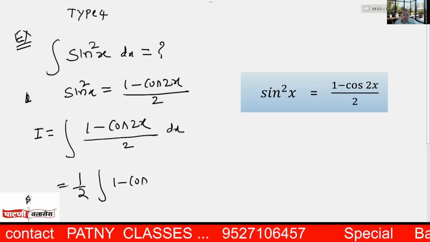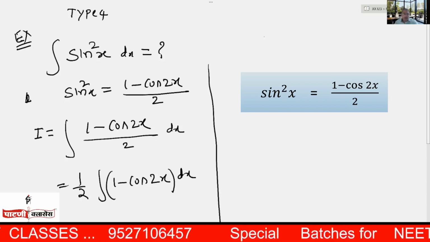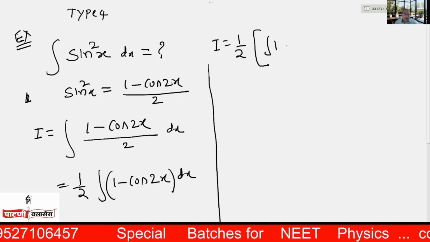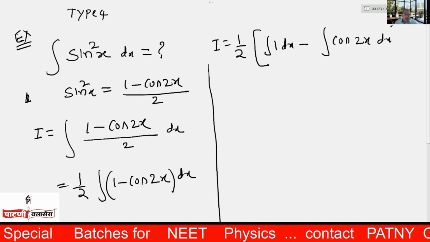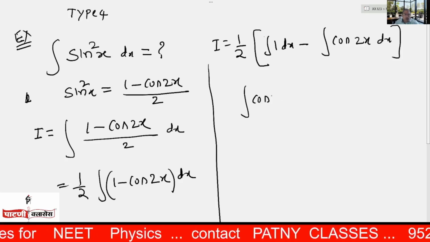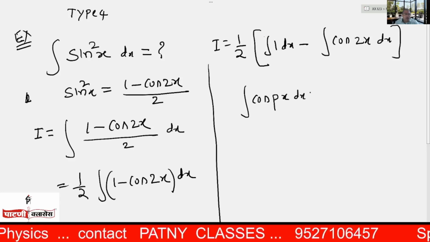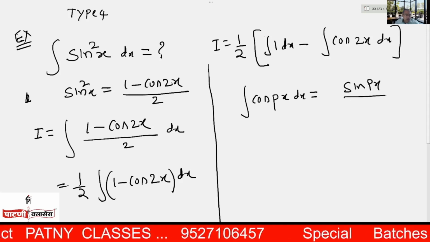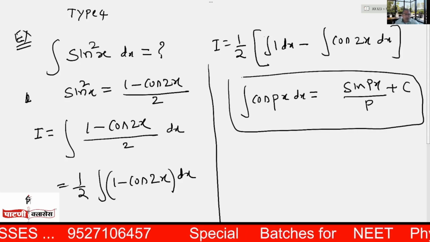Integration of 1 minus cos 2x with respect to x here. Now here I equals to 1 by 2 as it is. Now integration of 1 dx minus integration of cos 2x with respect to x. And I want to show you a shortcut here. If integration of cos px is there with respect to x, it can be written as sin px upon p plus c. So this direct formula we can use here.